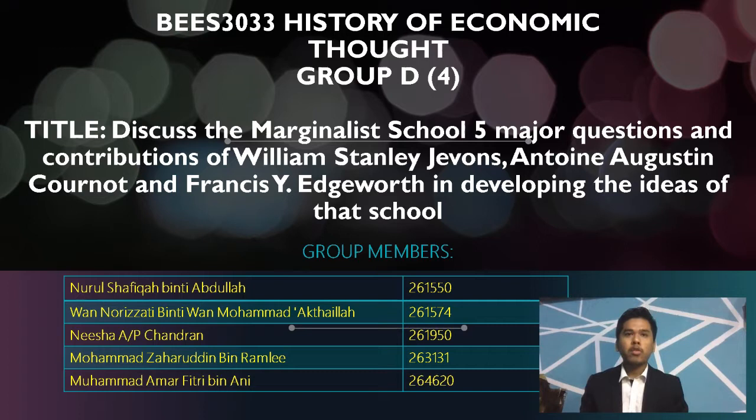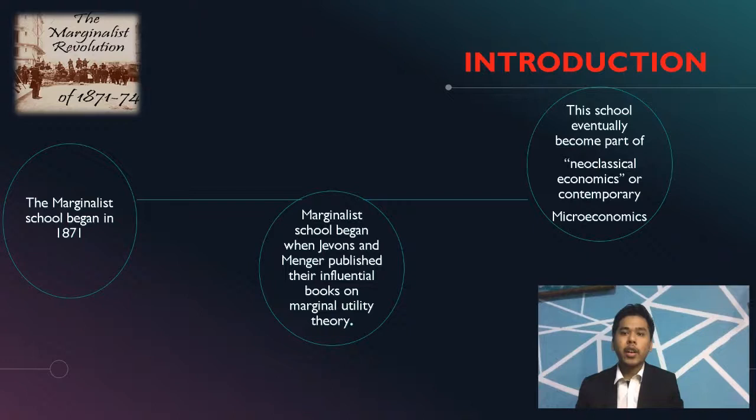We would like to discuss the Marginalist School's five major questions and the contribution of William Stanley Jevons, Antoine Augustin Cournot and Francis Edgeworth in developing the ideas of that school. Right, so we move to the first part, which is the introduction.